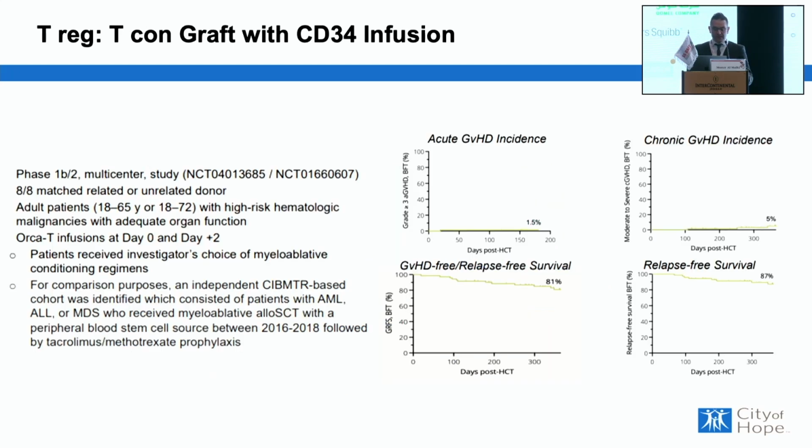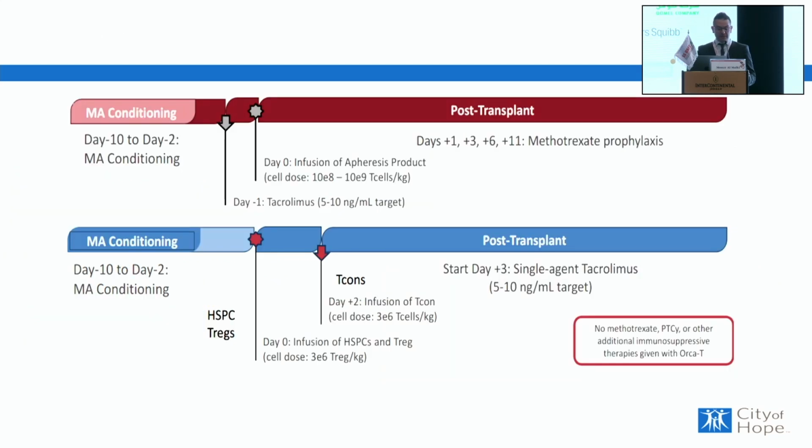In this phase 1b/2 multi-center study, donors were 8 out of 8 matched with a myeloablative regimen, showing an excellent rate of GVHD prevention, allowing the company that sponsored the study to proceed with a phase 3 randomization against tacrolimus, which was thought to be the standard of care at that time.